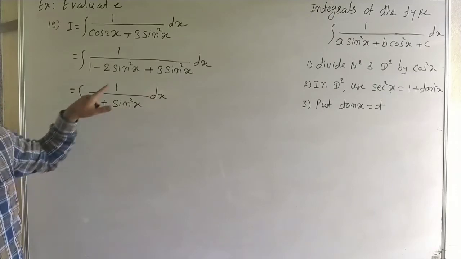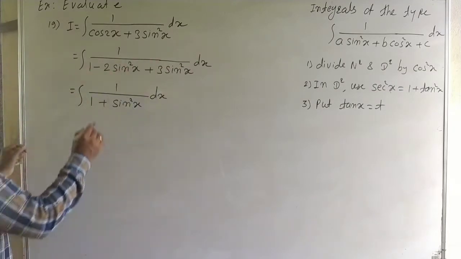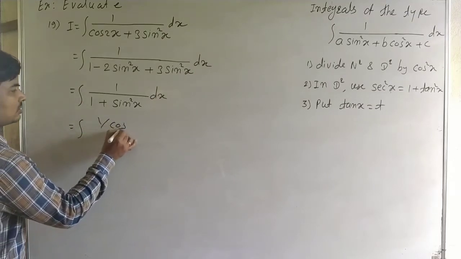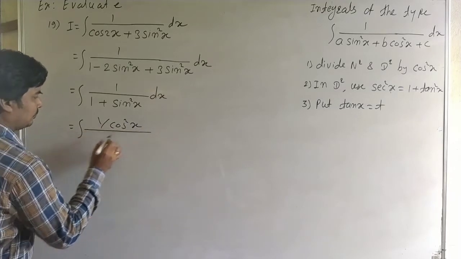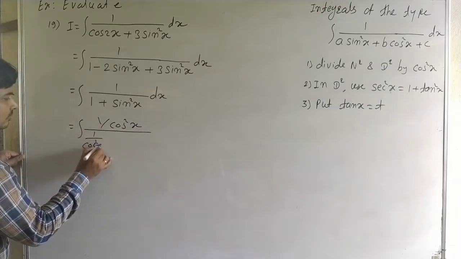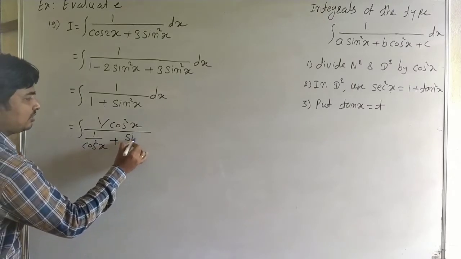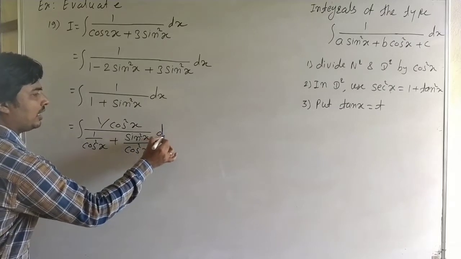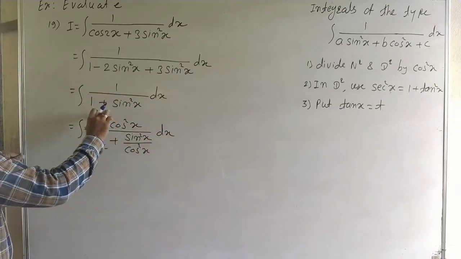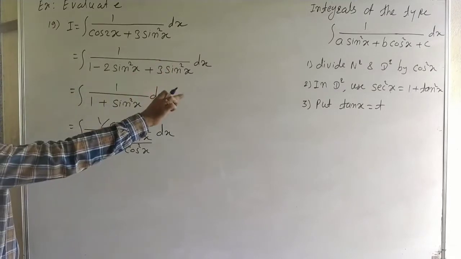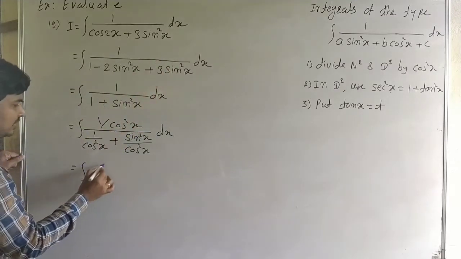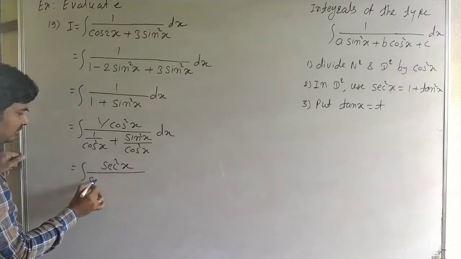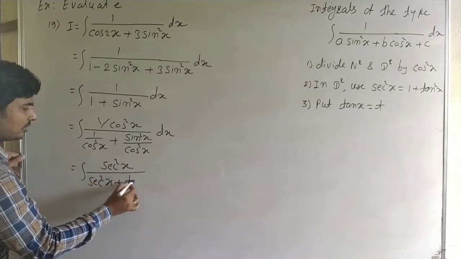And now this example is in the type of a sin square x plus b cos square x plus c, where b is 0, a is 1 and c is also 1. Then divide numerator and denominator by cos square x. Therefore 1 by cos square x upon 1 by cos square x plus sin square x upon cos square x. Then it is sec square x in the numerator and in the denominator sec square x plus tan square x dx.